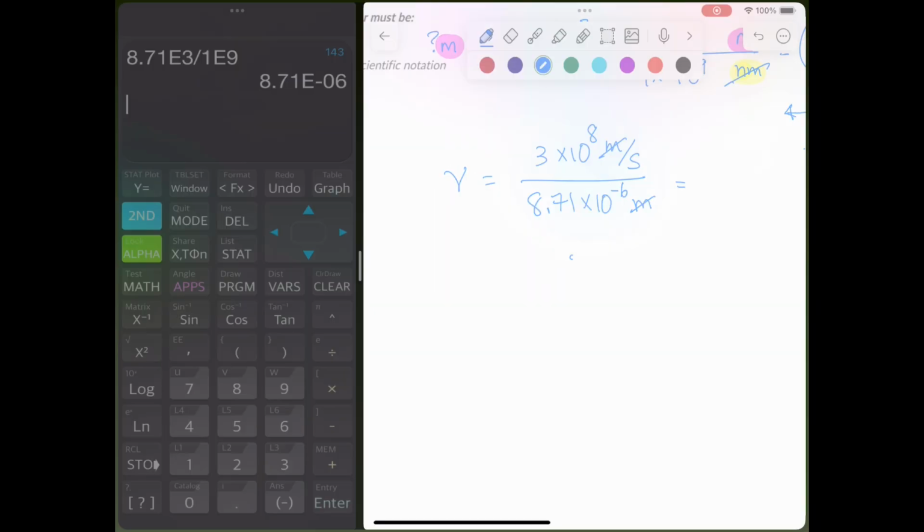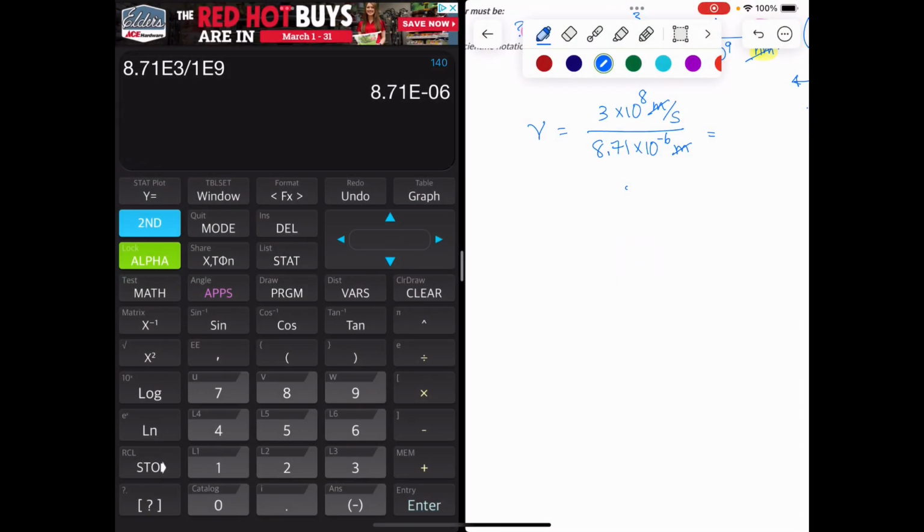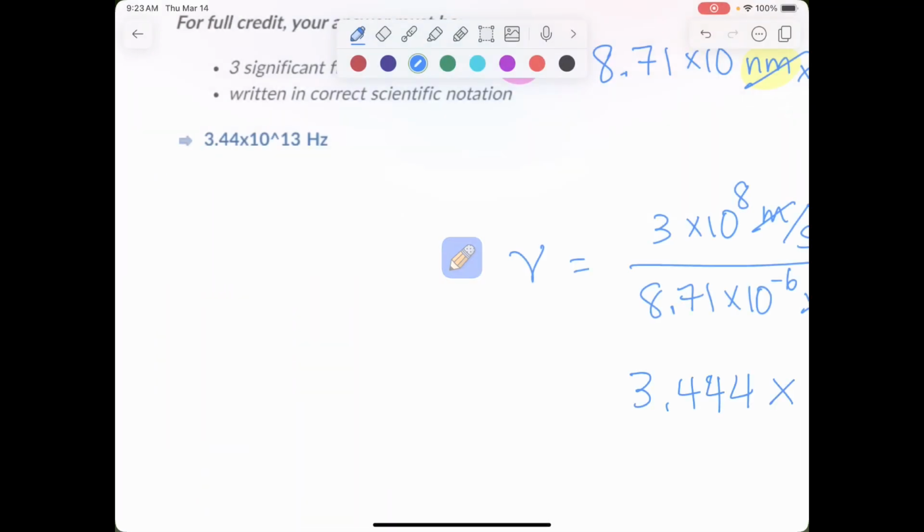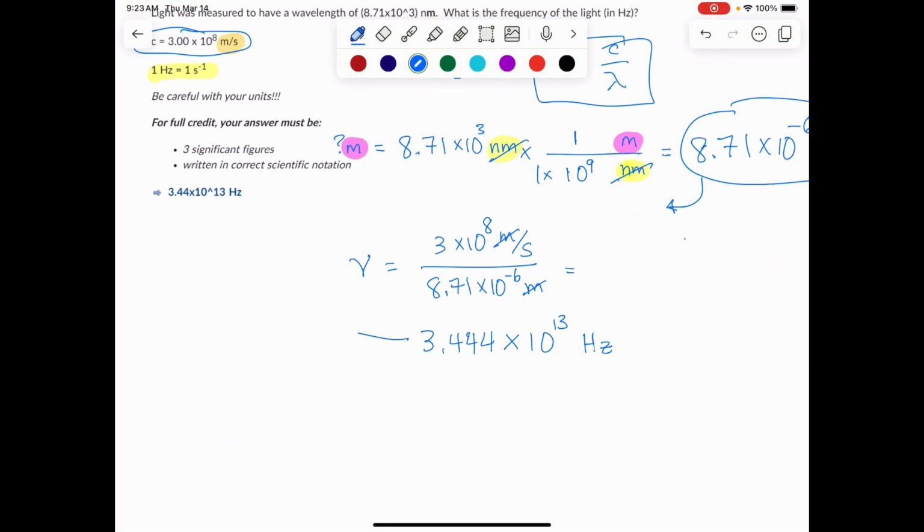And there it is, okay? So I plug in 3 times 10 to the 8th divided by 8.71 times 10 to the negative 6th. And my answer is 3.444 times 10 to the 13th. Everybody see that E13 at the end of the calculator. Again, this is in hertz or seconds to the minus 1 or 1 over seconds. And I do a quick check. That is the answer to this question.